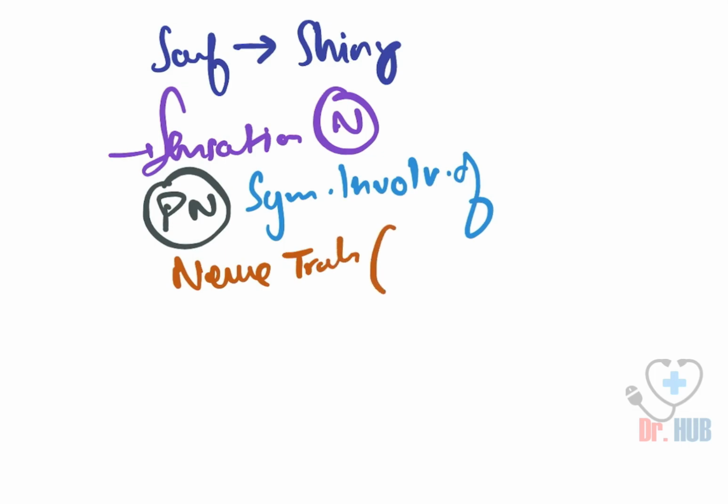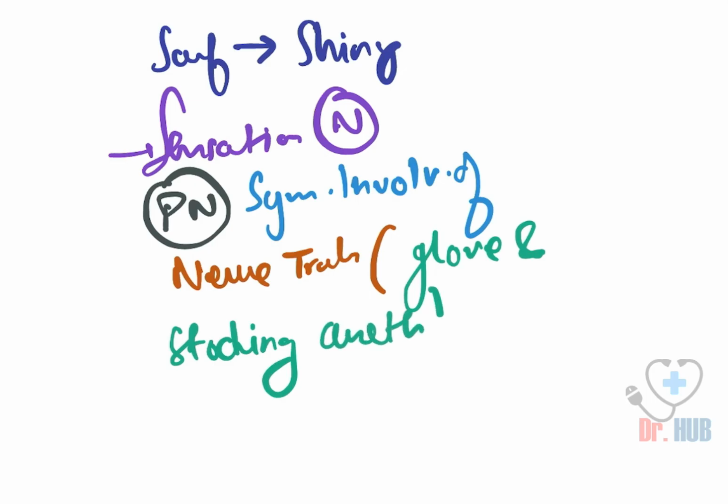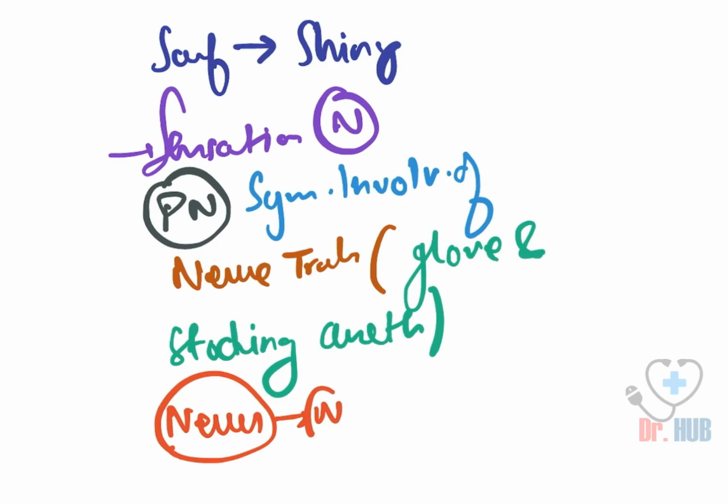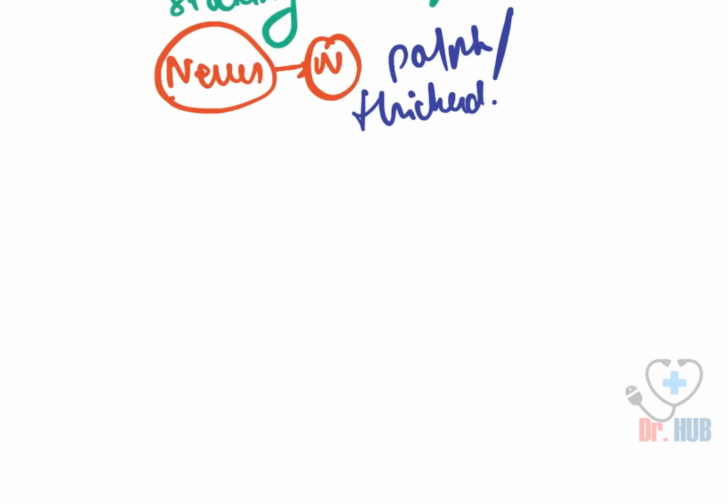There is also glove and stocking anesthesia. Next, the nerves may feel normal on palpation or may be thickened. Next, we look at the hair, which is almost normal.